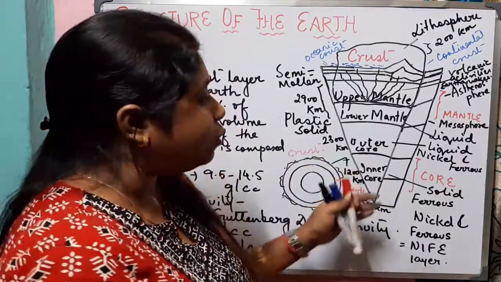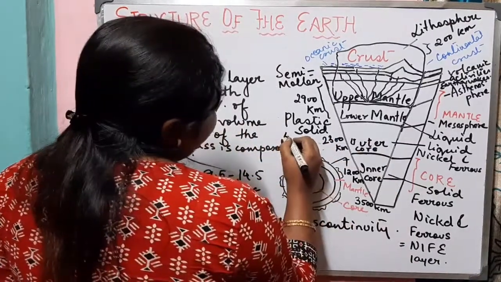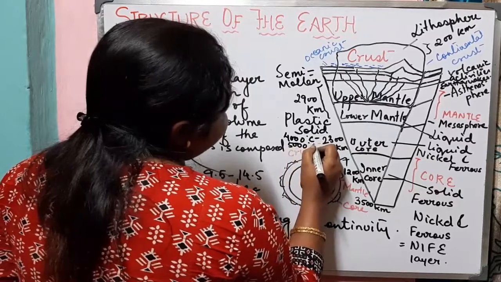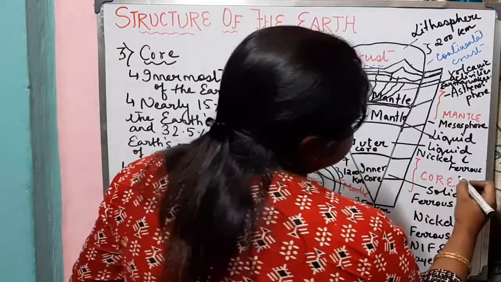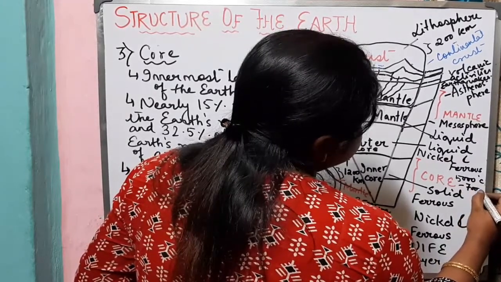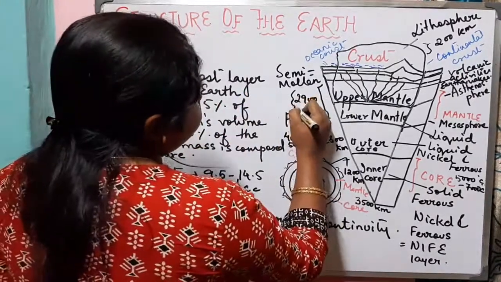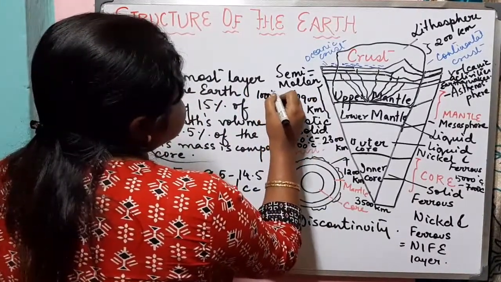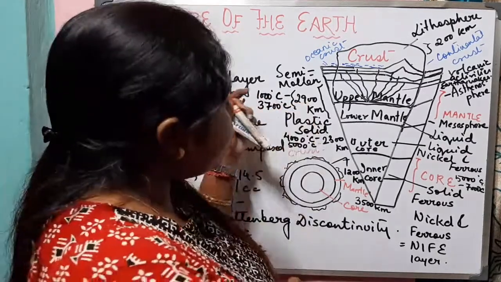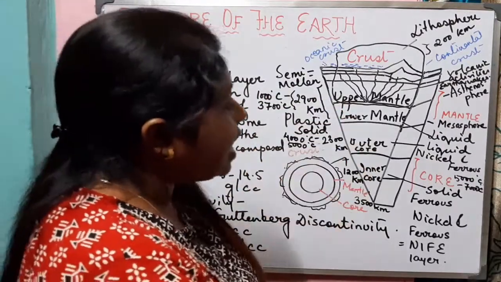Now let us know about the temperature of the core. The temperature in the outer core is 4000 degrees Celsius to 5000 degrees Celsius, and in the inner core it is 5000 degrees Celsius to 7000 degrees Celsius. The temperature of the mantle is 1000 degrees Celsius to 3700 degrees Celsius. So you can well understand how the temperature changes with depth.